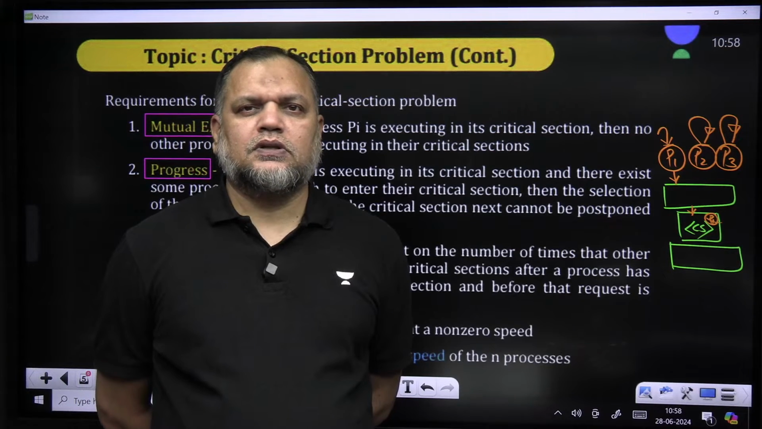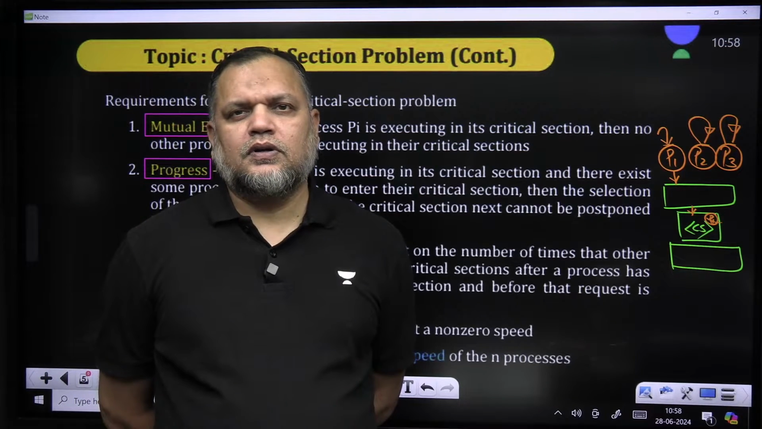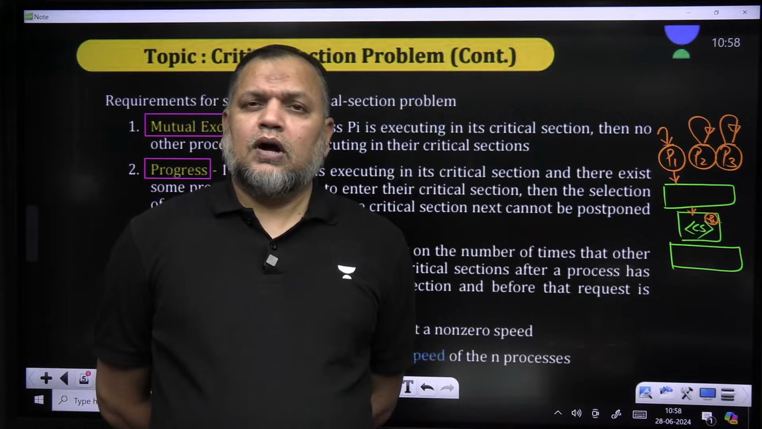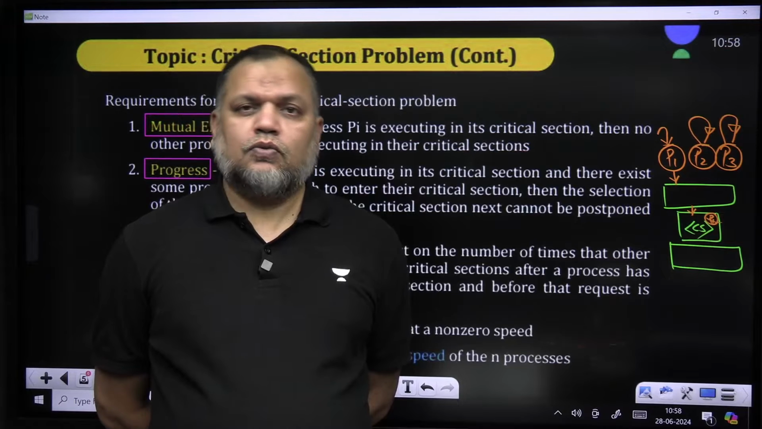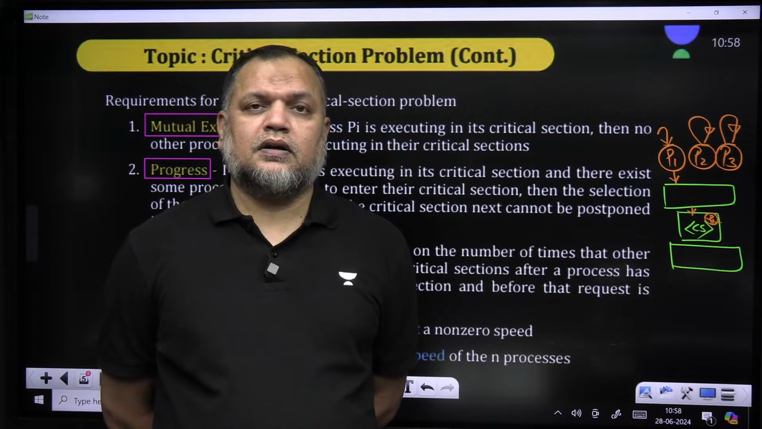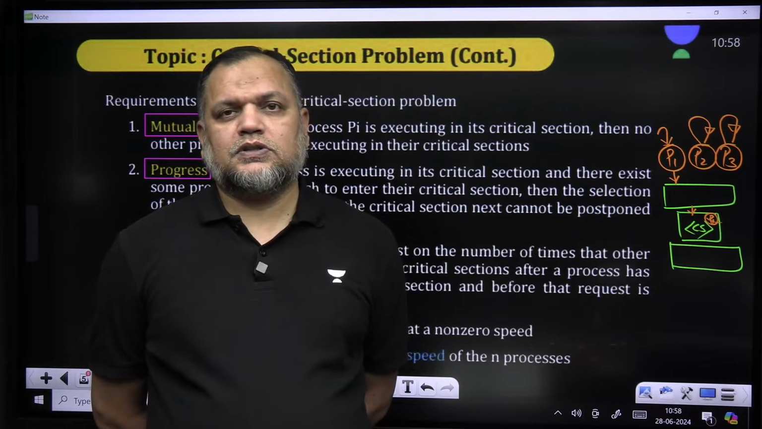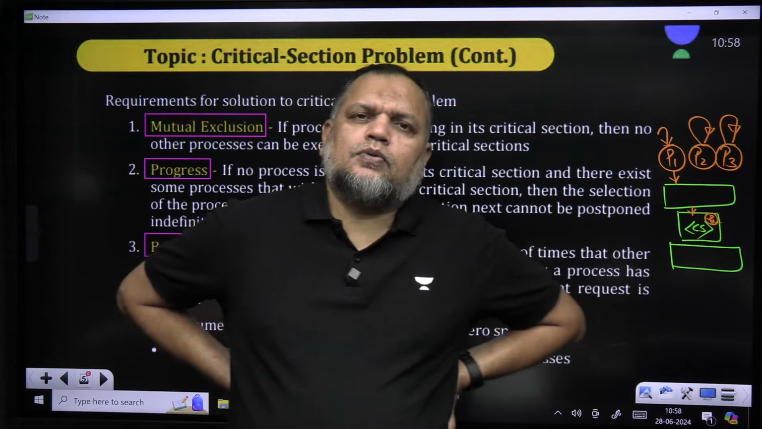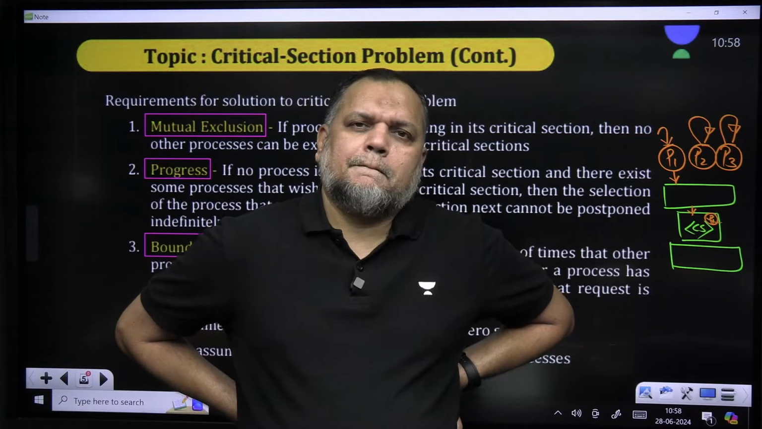So starvation is the end result that may happen due to lack of synchronization between processes, violating the bounded waiting condition and violating the progress condition. तो ये हमें understand करना है with regard to the requirements. In short, I can say that no process has to wait forever to access its critical section: bounded waiting.